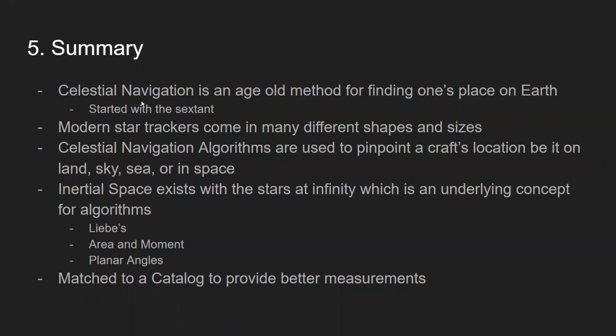So first, we started with celestial navigation and how it's an age-old method for finding one's place on Earth, and that it all started with the sextant. Then we moved to modern star trackers and how they come in many different shapes and sizes and what they're implemented on. Then we moved to celestial navigation algorithms and how they are used to pinpoint a craft's location, be it on land, sky, sea, or in space. In addition, we also talked about where inertial space exists, and we came to the conclusion that the stars are set at infinity because they move very slowly.